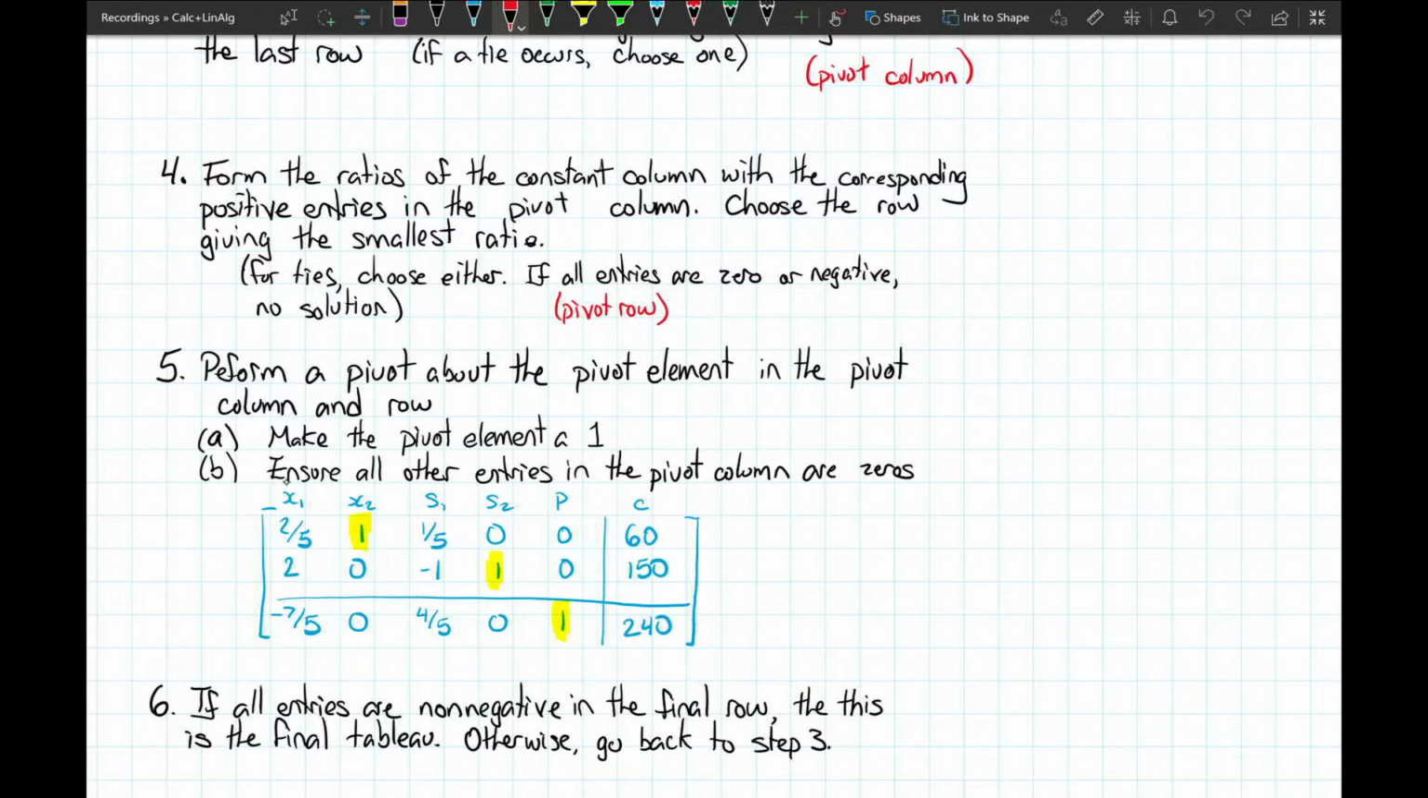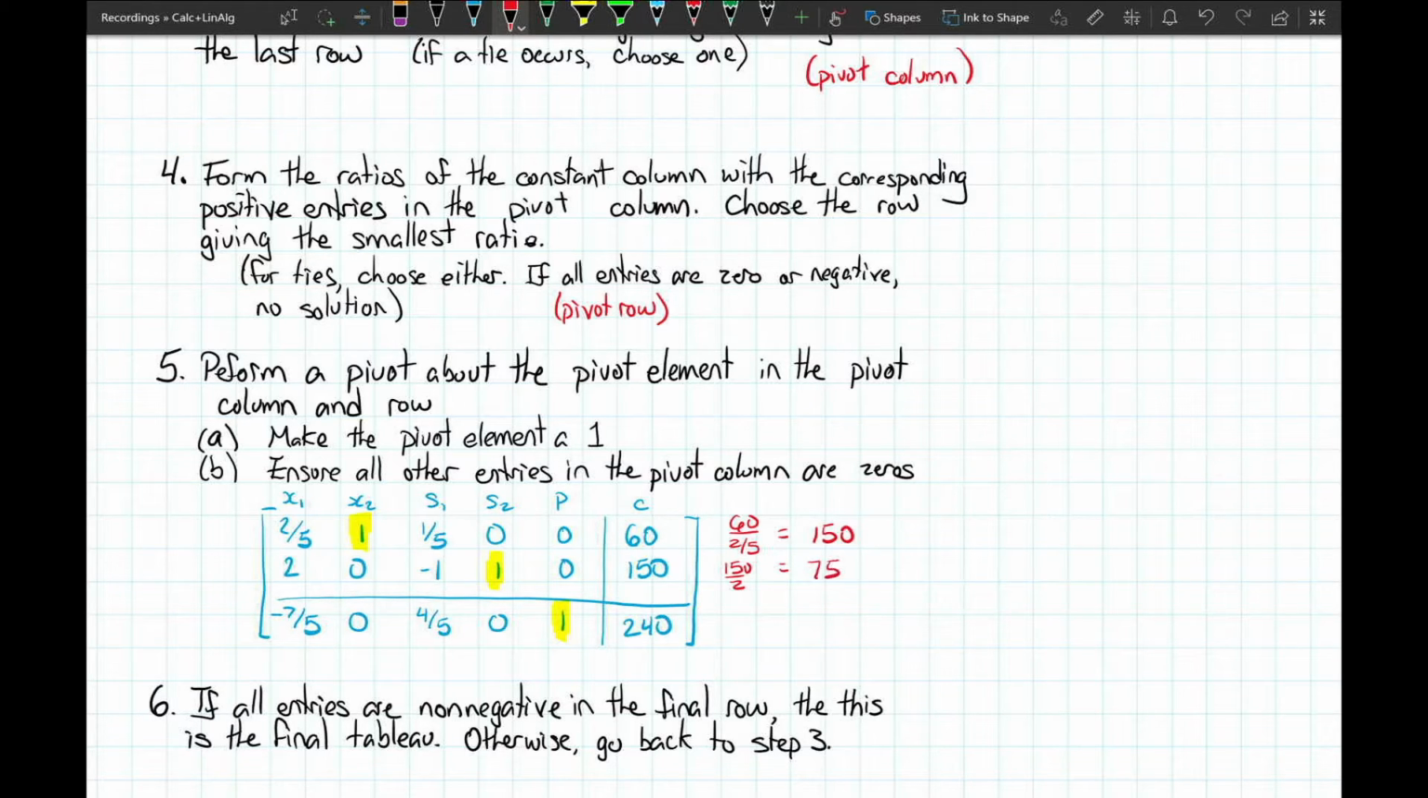So focusing on only the column x1, take the constants and divide by the coefficients of x1 in the two constraint rows. They're both positive, so we're going to take 60 and divide that by 2/5. And that leaves us with 150. And we're going to do the same thing in the next row. 150 divided by 2 is 75.